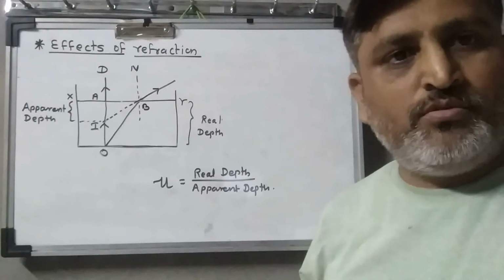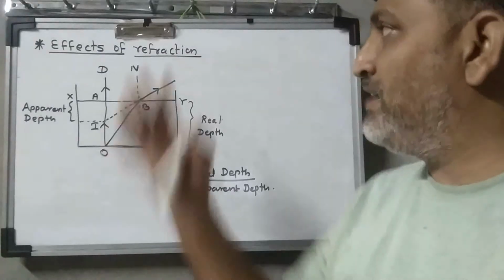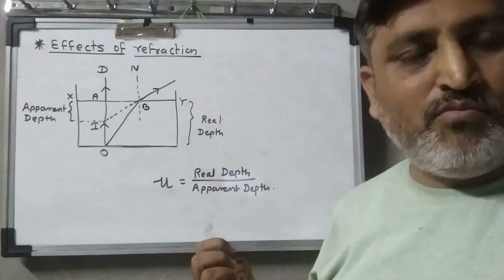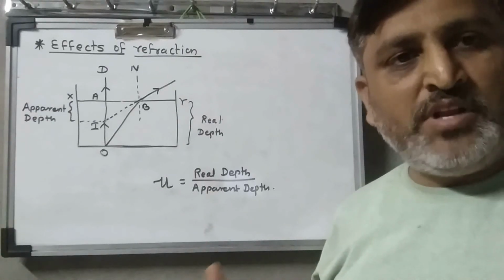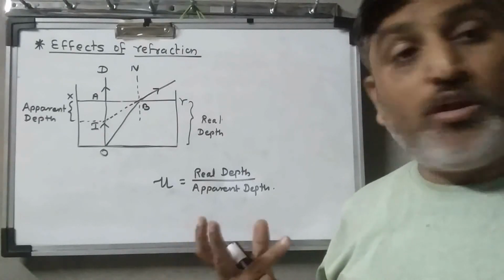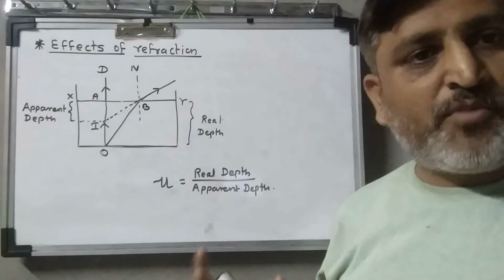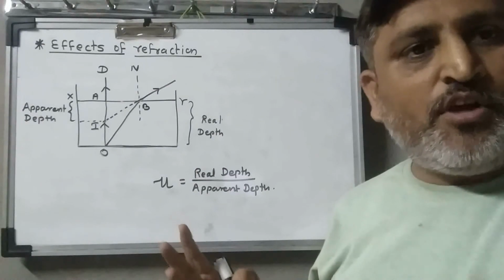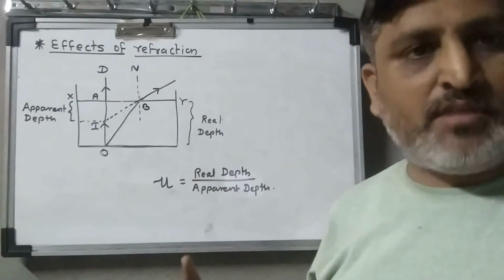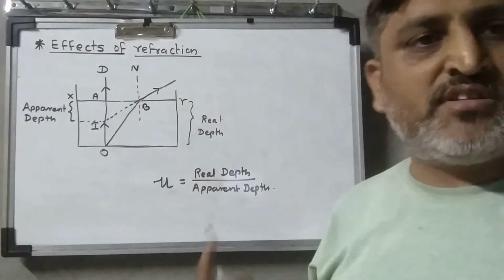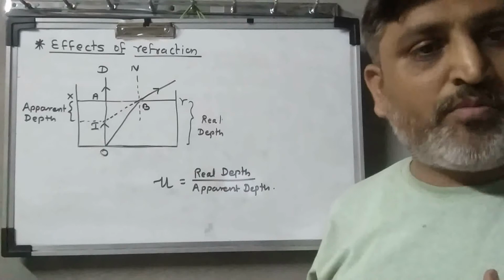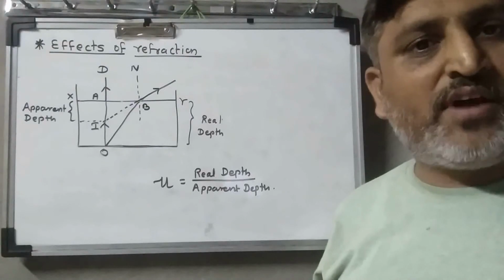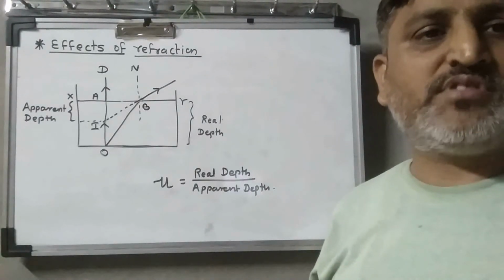Today we are going to study the next topic, which is effects of refraction. In the last lecture we saw the concept of refraction, the refractive index, the laws obeyed by a ray of light while passing from one medium to another, and related concepts like incident ray, refracted ray, angle of incidence, angle of refraction, point of incidence, and the incident plane. All these concepts we studied in the first chapter.